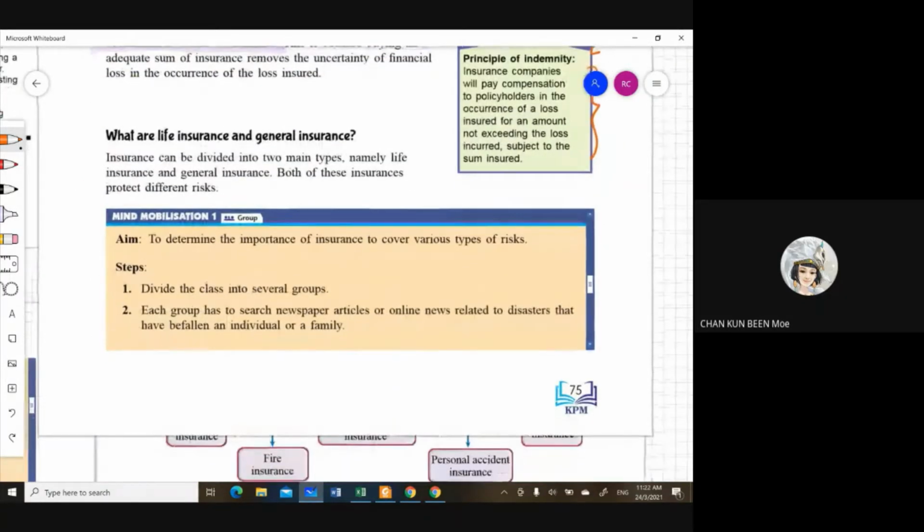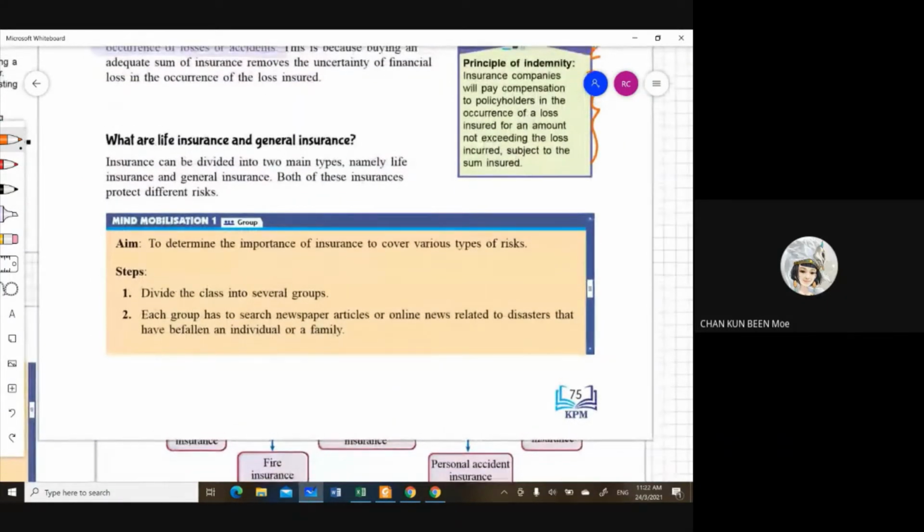A lot of theory today. What are life insurance and general insurance? So insurance can be divided into two main types, namely life insurance and general insurance, like I've shown you just now in the beginning. Both of these insurances protect different risks. Let us see what they are.